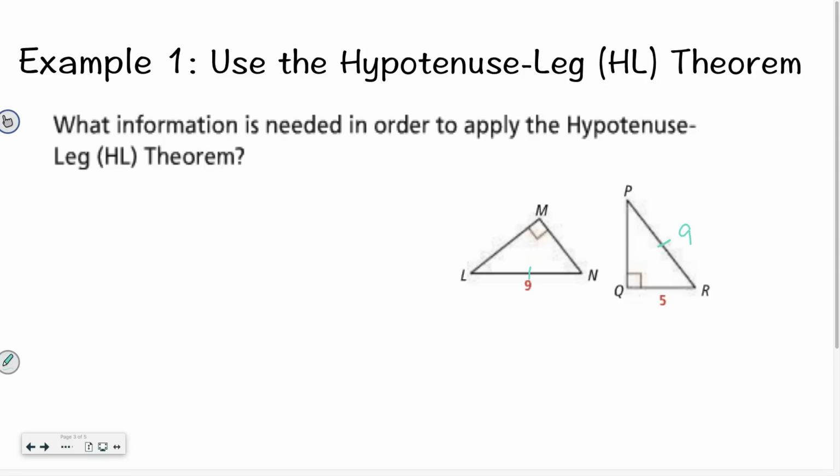And remember, the hypotenuse is always the side that does not touch the right angle, okay? So in order for this HL theorem to work, I need to know that segment PR equals 9. But that won't be enough because I also need a leg, and I know that QR is 5, so that means I need MN to also be 5. So that is the additional information I would need in order to apply the hypotenuse leg theorem.